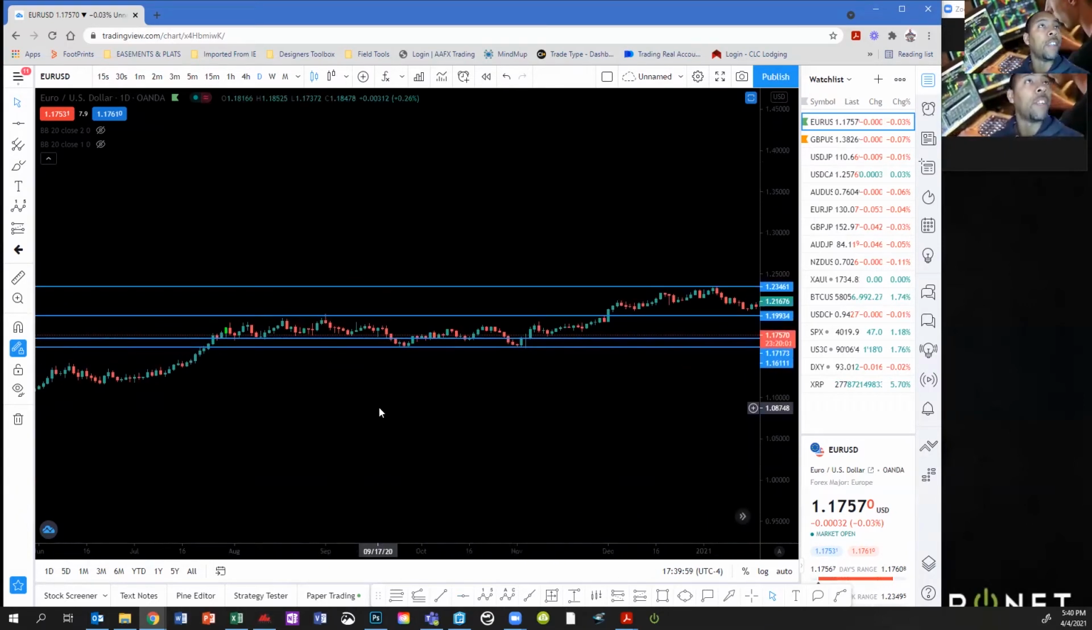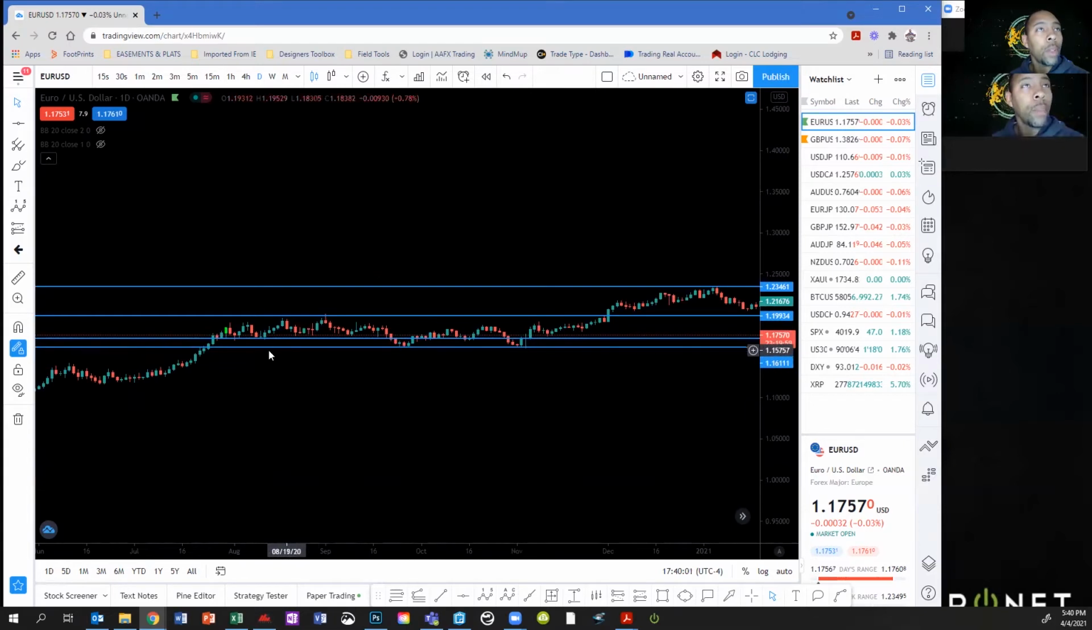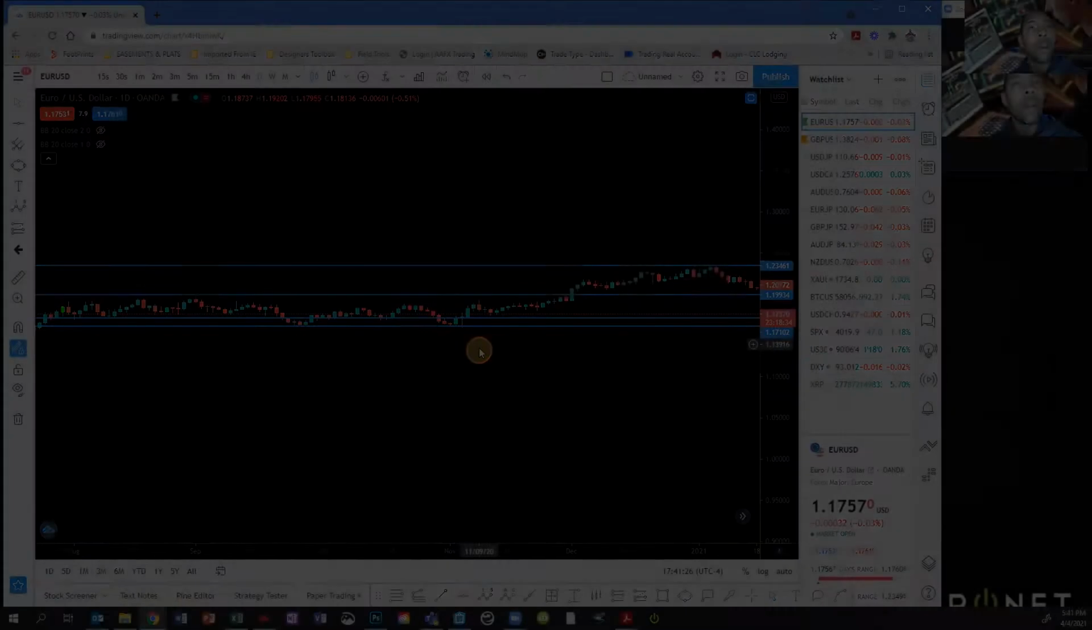Okay, remember this is the daily chart. So here we've had 1, 2, 3, 4, 5 touches there. Okay, so this is definitely a level that we need to pay attention to.